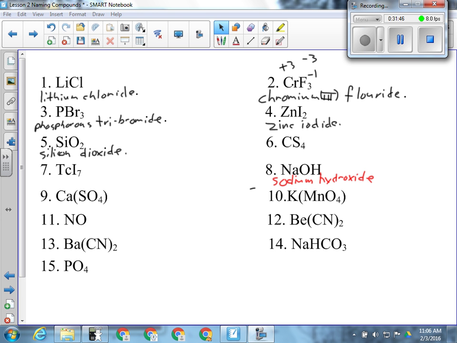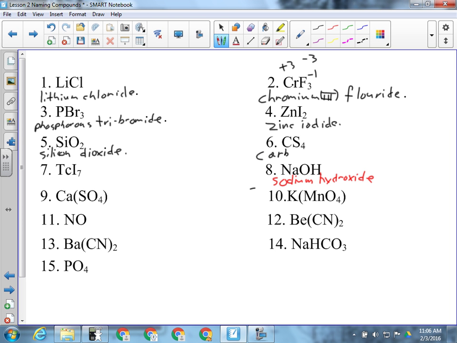All right, let's have a look at 6 through 10 here. For number 6, I've got carbon with sulfur, ionic or molecular? Molecular. They're both right of the staircase. So I'll need prefixes, but not on carbon because there's only one of it. Okay, carbon tetrasulfide. And for number 7, we've got technetium, which is a man-made element, doesn't exist in nature, bonded with iodine. Ionic or molecular? Ionic. Technetium is a metal. Okay, so technetium iodide.